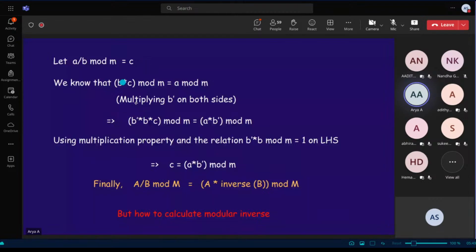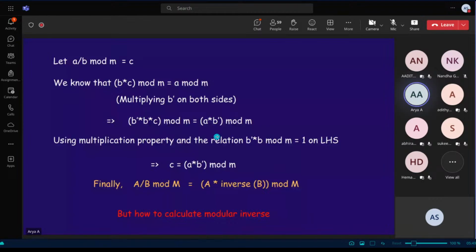Now multiplying b prime on both sides. b prime is basically the modular inverse, I'm just using this notation. You can see b prime into b into c mod m is a into b prime mod m. You might have a doubt as to how I am multiplying b prime directly into these things which are inside the modulus, but if you try writing out the equation, you will get to know that this is indeed true.